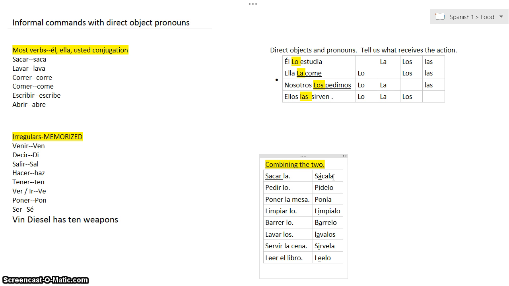Okay, pídelo, pídelo, 3 syllables. Lo is the last, de second to last, pi is the third to last. We're going to put an accent right there. Okay.